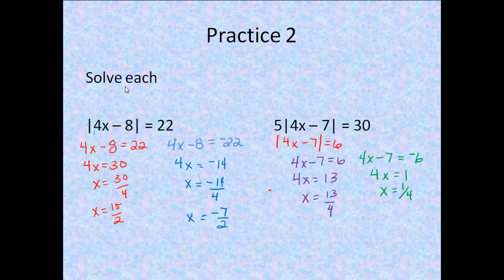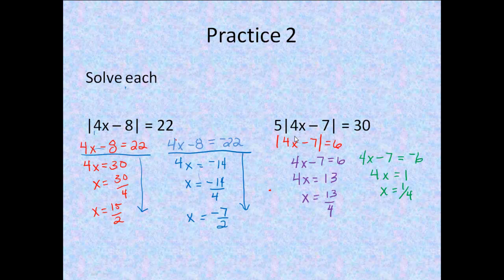Okay, on this first one, I started by setting up my two separate equations, 4x minus 8 equals 22, and 4x minus 8 equals negative 22. Went through the algebra steps, and got my fraction to reduce all the way down to 15 over 2. On this one, went through my algebra steps, and got my fraction to reduce all the way down to negative 7 over 2.